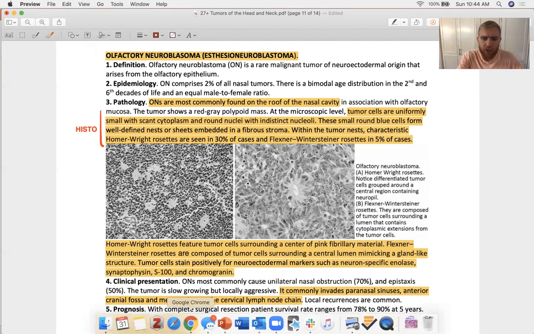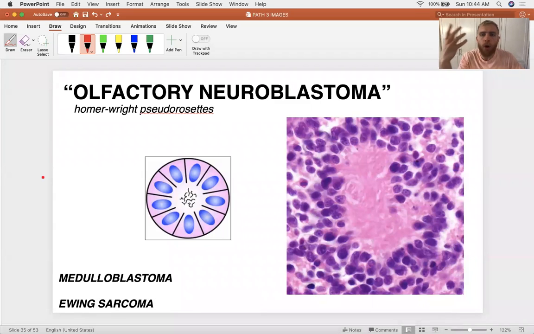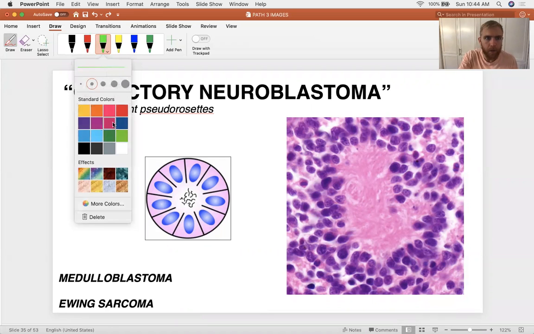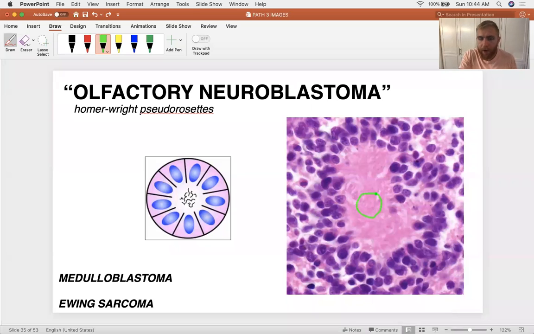Let's look at the histology of these different rosettes here. Here's your Homer Wright pseudo-rosette. Why is it a pseudo-rosette? Because there's no true lumen. So you look for the lumen, and it would be right there, and it would be hollowed out, but it's not there. It's just fiber in the middle.